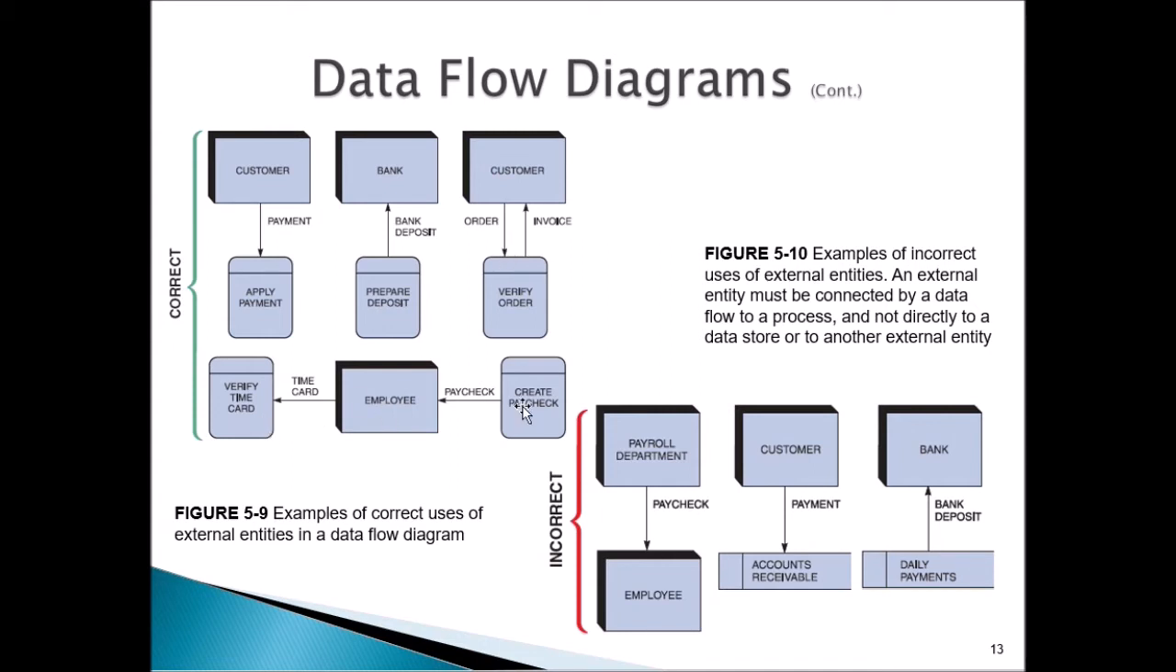And it can go like this. You can have a process go to an external entity and then back to another process. So these are all good examples. You can have an input to a process from an external entity and vice versa. And like I said, you can have a bidirectional input-output to an external entity from a process.